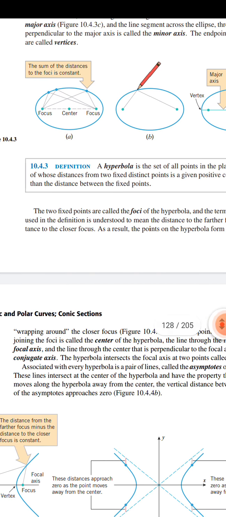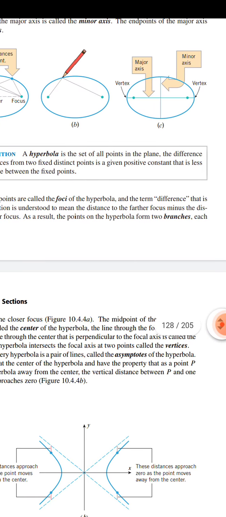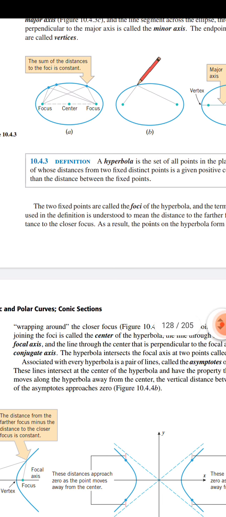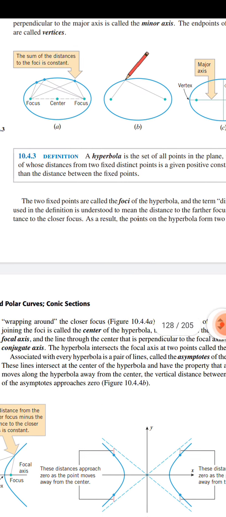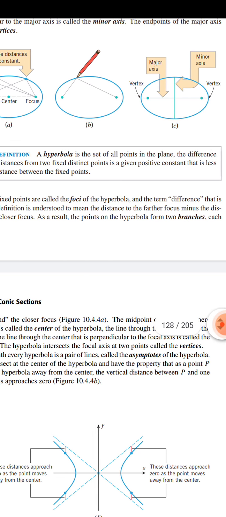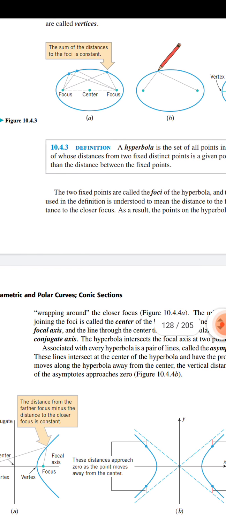Now the definition of a hyperbola. A hyperbola is the set of all points in the plane, the difference of whose distances from two fixed distinct points is a given positive constant that is less than the distance between the fixed points.